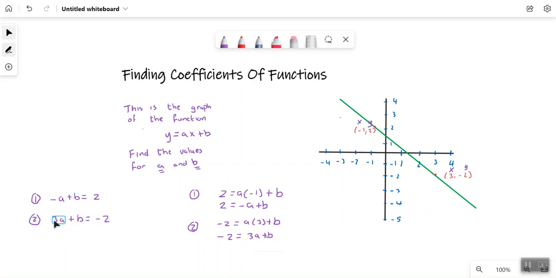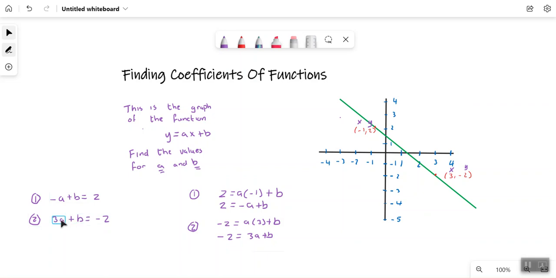But what we have to do is manipulate either the top and the bottom, or just the top or the bottom, so that one of the terms, in this case b, has the same number in front of it, which is 1, and the opposite sign. At the moment this is plus 1b and this is plus 1b. We want to change it so that this one has minus 1b. In order to change the number or the sign in front of a term, we can multiply every term in the expression by another number.